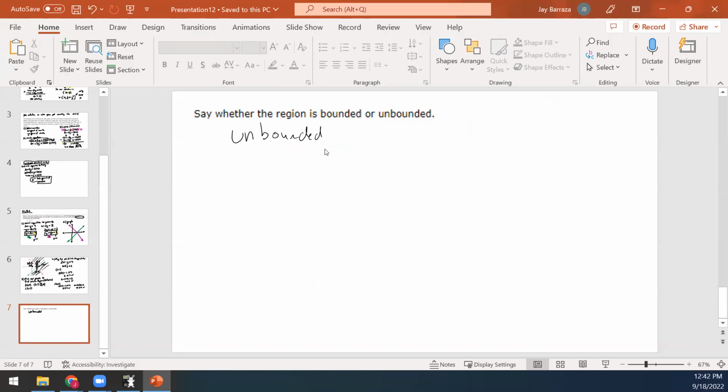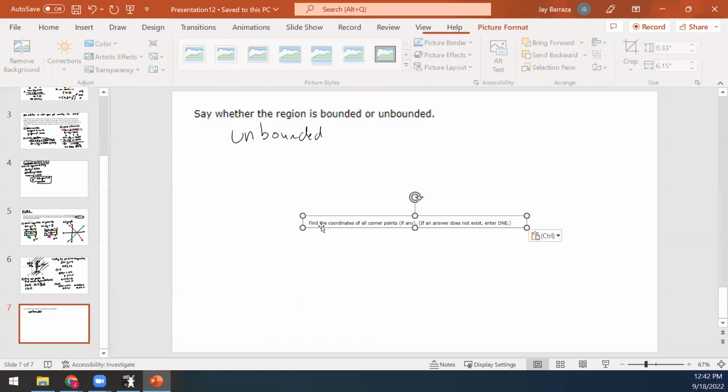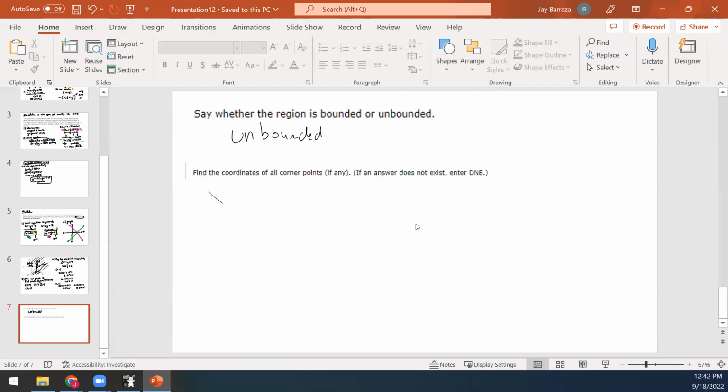And then the next question is find the corner point. The corner point is any intersection. Because the line intersects like this, and the intersection point is at (2, 0), the corner point is (2, 0). Are there any questions on that? I just want to make sure.